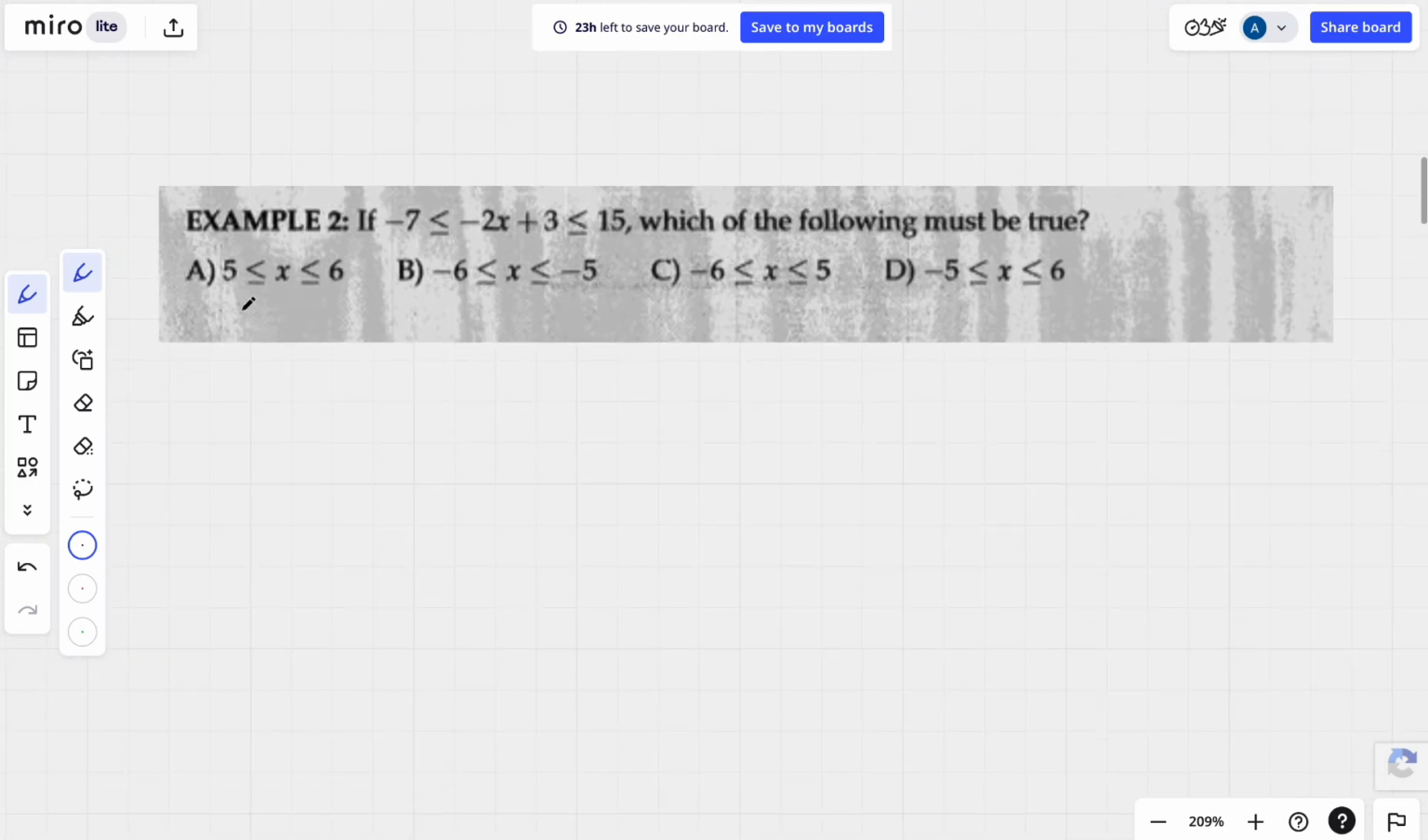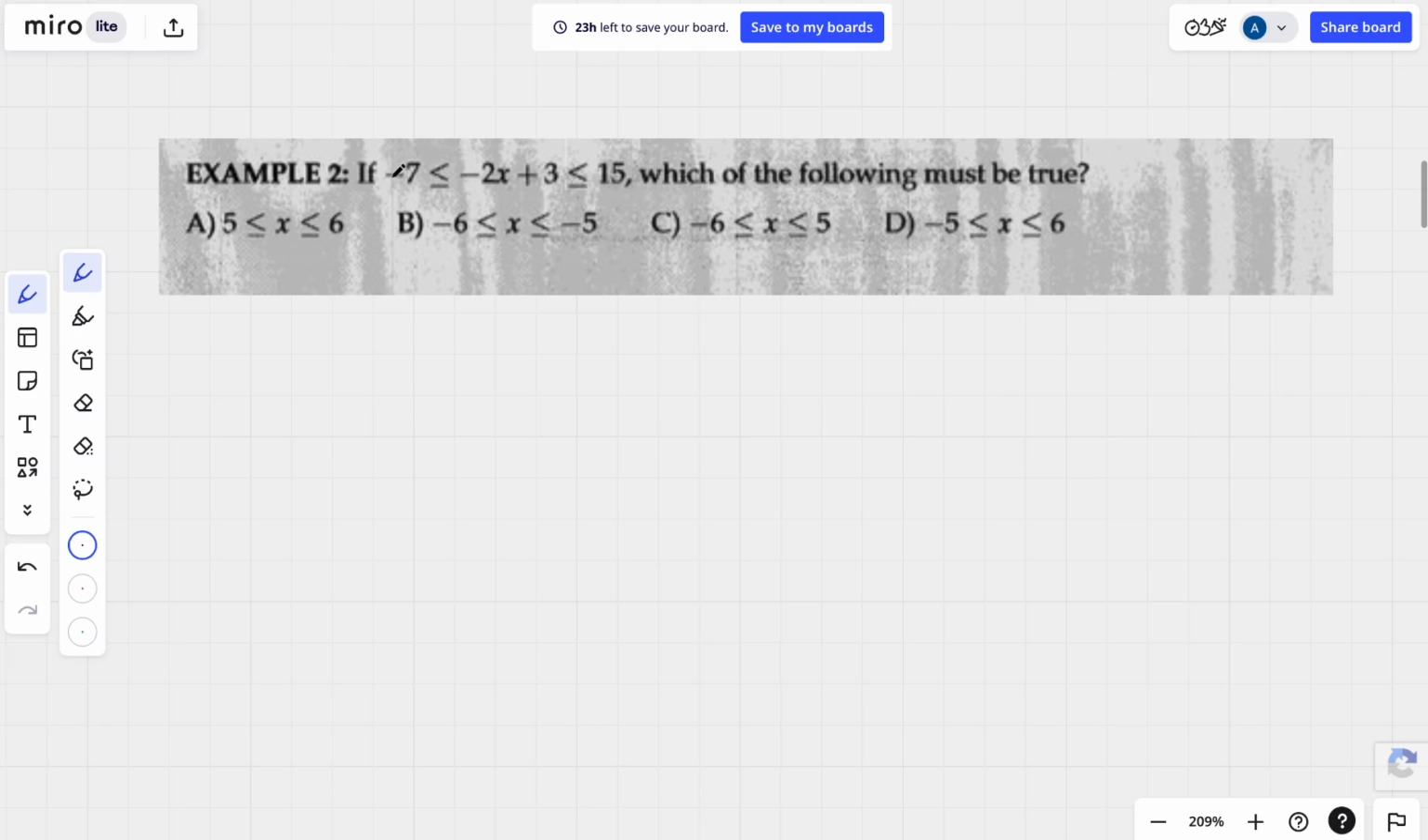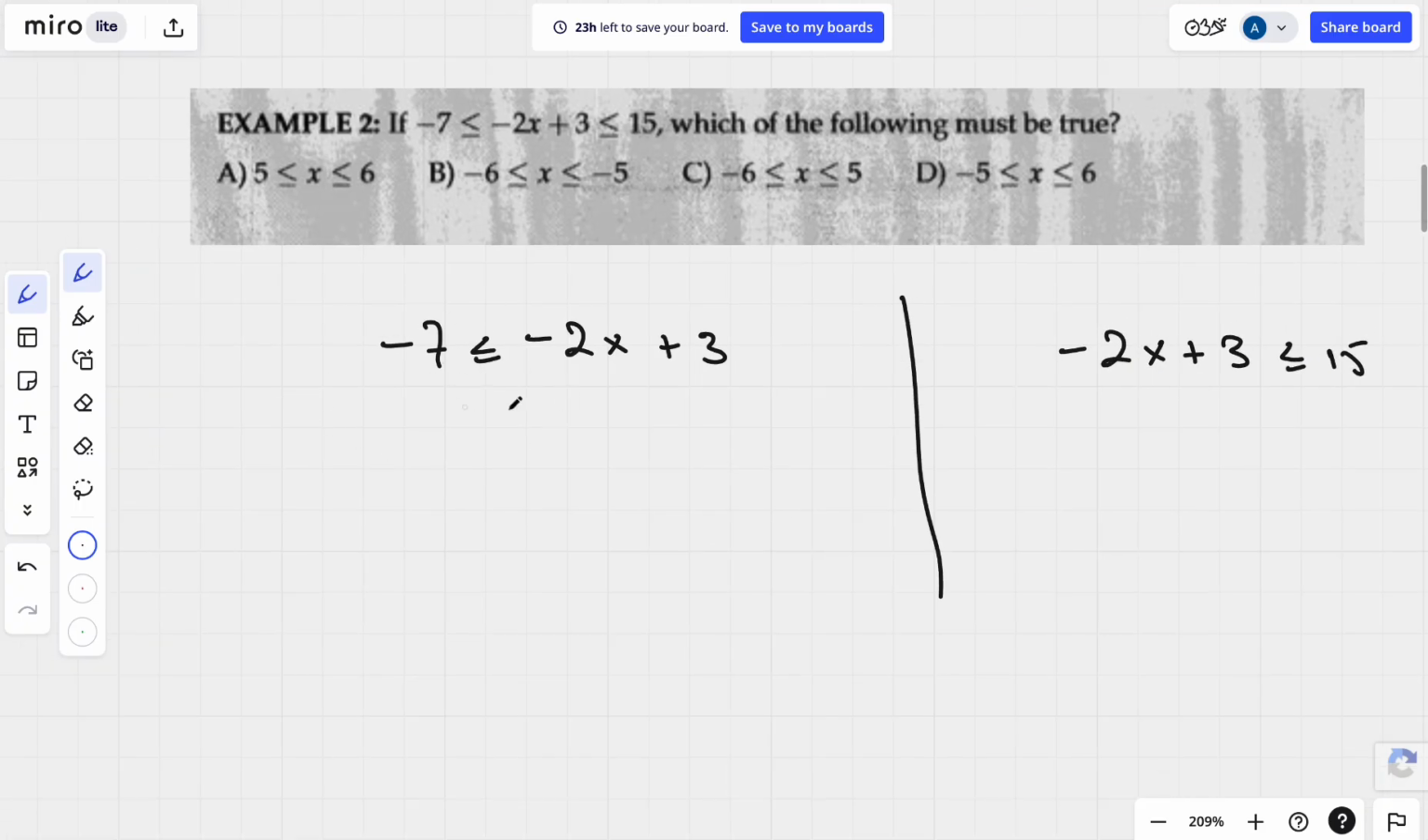Example 2. So we need to see what must be true. We'll solve the left side first, and then we'll solve the right side. So left side is going to be negative 7 less than or equal to negative 2x plus 3. For the right side, it's negative 2x plus 3 less than or equal to 15. We have these two inequalities. We'll solve this. I'll take 3 to the left, so that's negative 7 minus 3, which is minus 10, less than or equal to minus 2x. We'll divide both sides by negative 2, which is going to be 5 equals x.